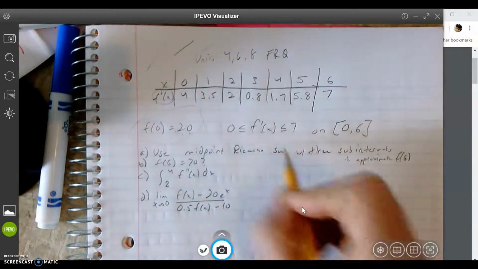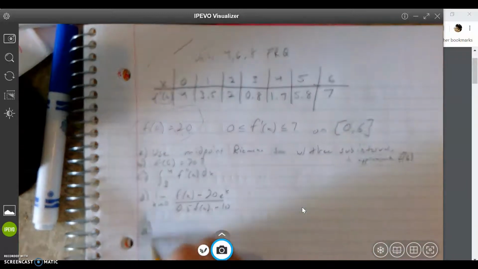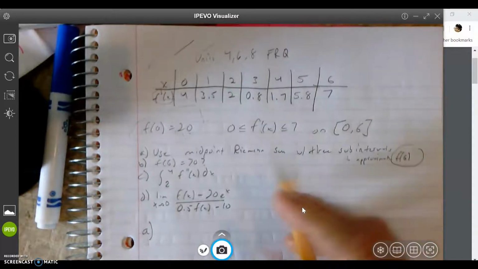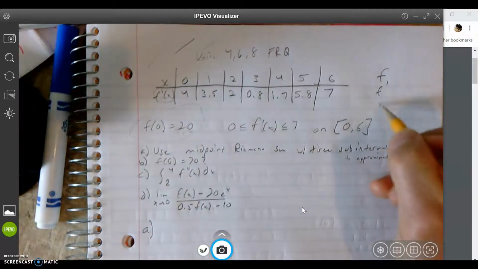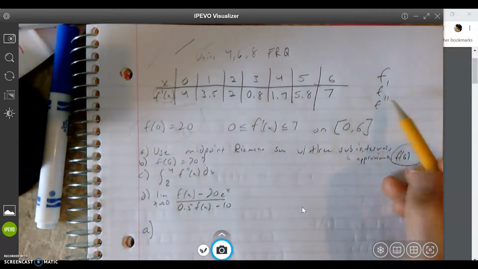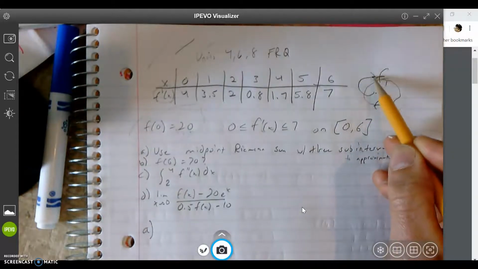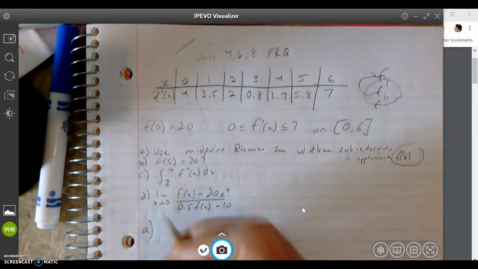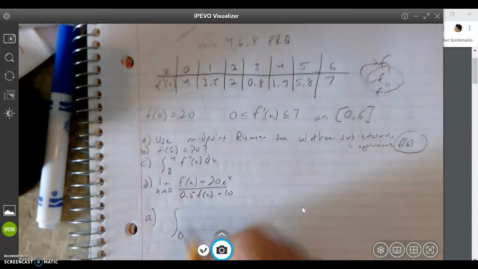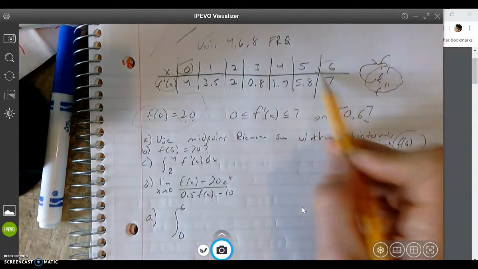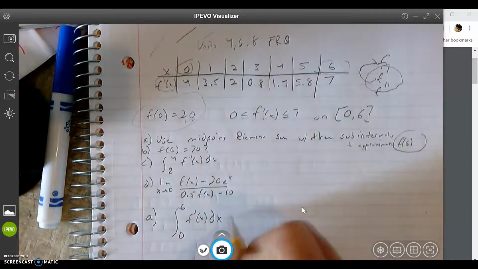A, use a midpoint Riemann sum with 3 subintervals to approximate f of 6. So part A. I want to approximate f of 6. So it gives me f prime. I'm going to write f prime, f double prime here as my little chart. If it gives me this f prime, the slope, and I want to get to the original f of 6, I need to do the integral, right? So I need to do the integral between 0 and 6, because those are the x values, right? Between 0 and 6 of f prime of x dx.